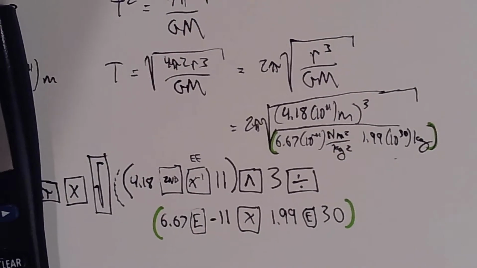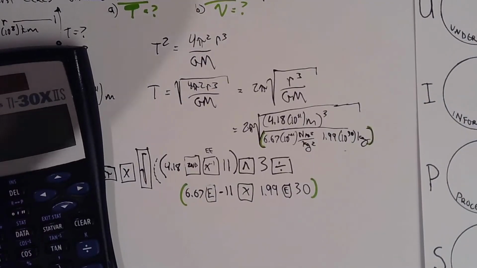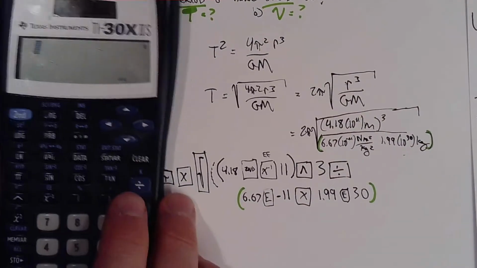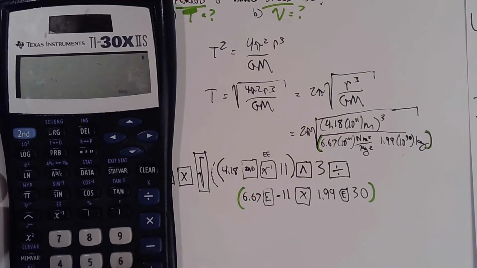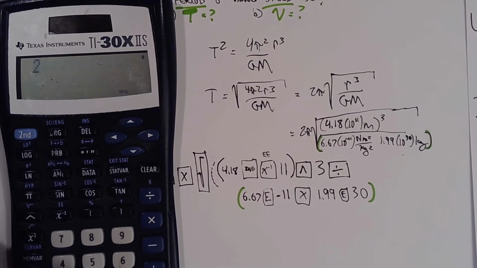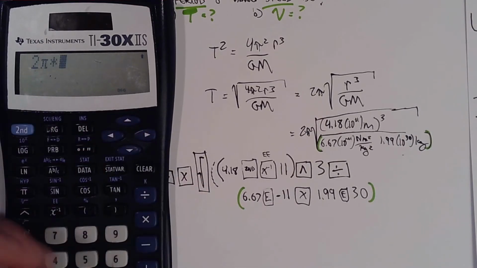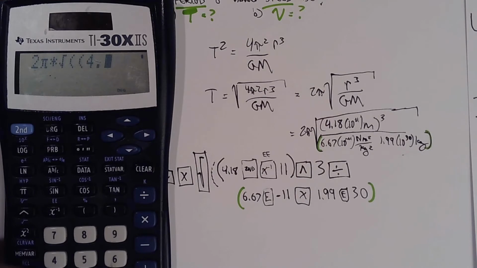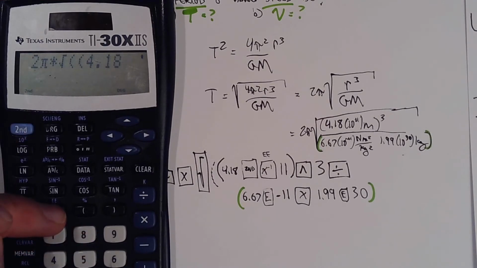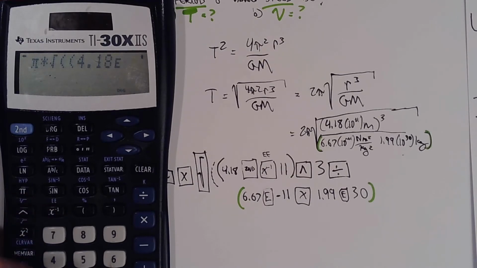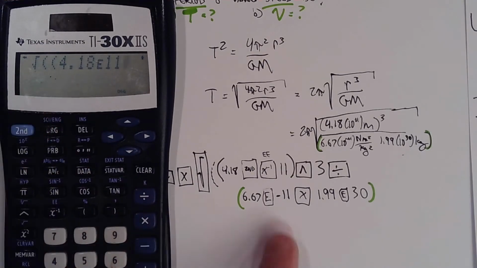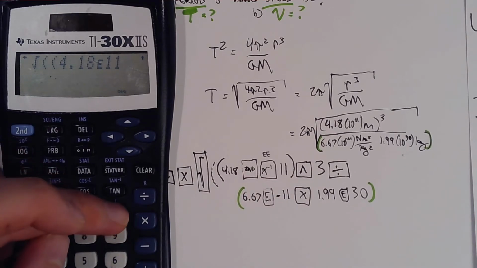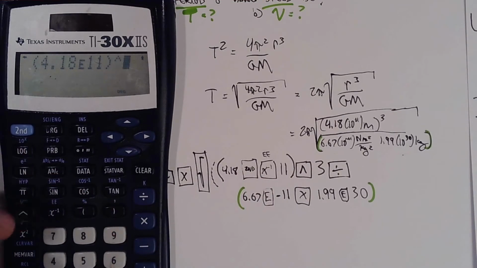I'm going to zoom out a little bit so you guys can follow me doing this one. All right, so it's going to be 2 pi times the quantity square root. And again, we're going to open that next parenthesis just in case. As long as you're careful with your parentheses, it won't make too much of a difference. That's 4.18 e to the 11th. I'm going to close that out, and then I'm going to take that to the 3rd power.